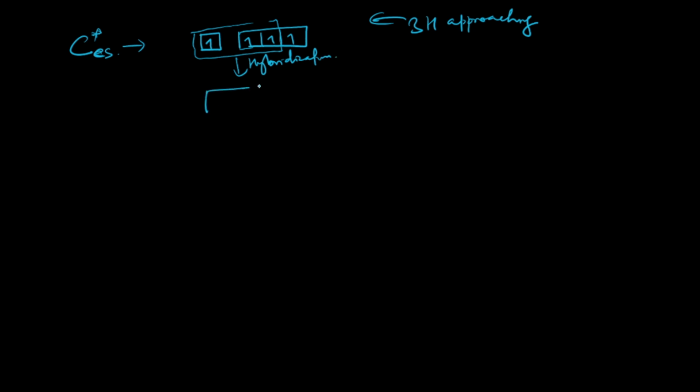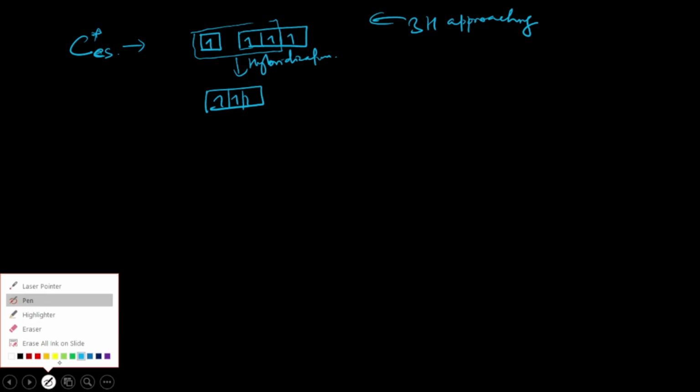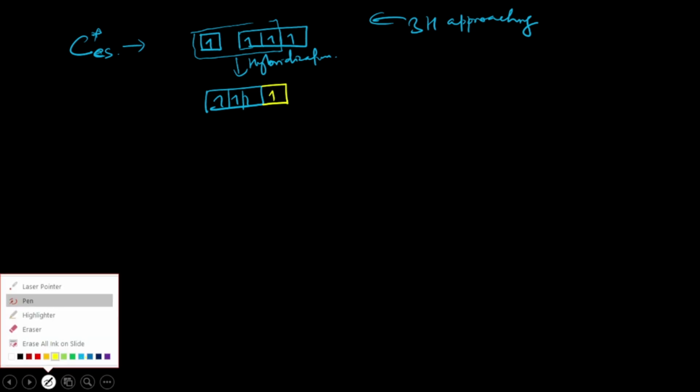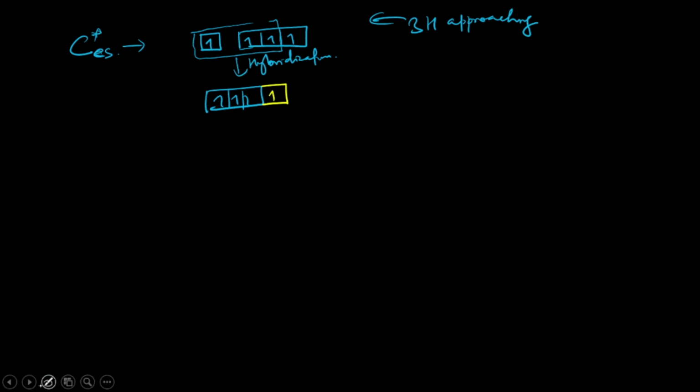Now hybridization, correct? In hybridization, what will happen? These three will be together, and this, I'll just change the color, this one is unhybridized. So these three are hybridized. We can say this is your sp2, this is also sp2, this is also sp2, and this one is unhybridized. It means these three will be in a plane, and this will be in another plane. Correct?